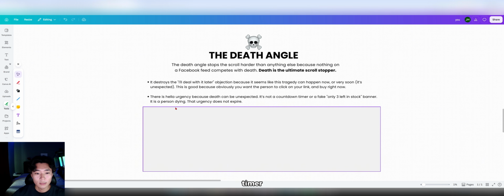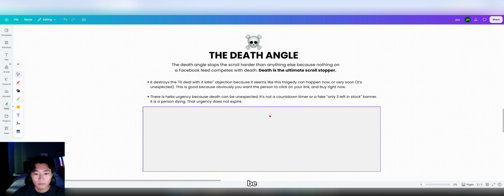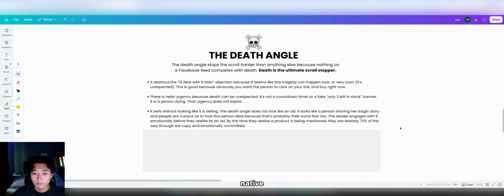It's not a countdown timer or fake "only 3 left in stock" banner. It's literally a person dying, so that urgency obviously does not expire. It's very emotional, it's very fearful, so the urgency is always going to be there. The ad sells without looking like it's selling, kind of like most native ads, but the death angle does not look like an ad because it looks like a person literally just sharing their tragic story, and people are curious as to why this or how this person died, because that's probably their worst fear too.